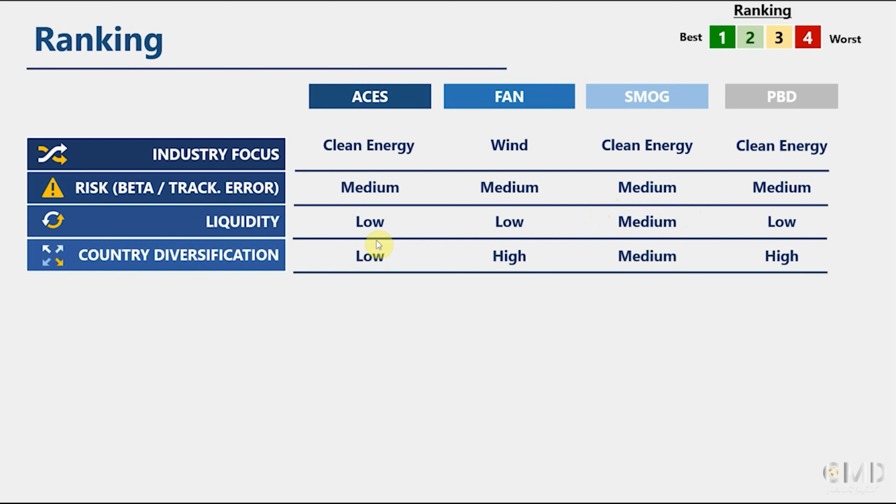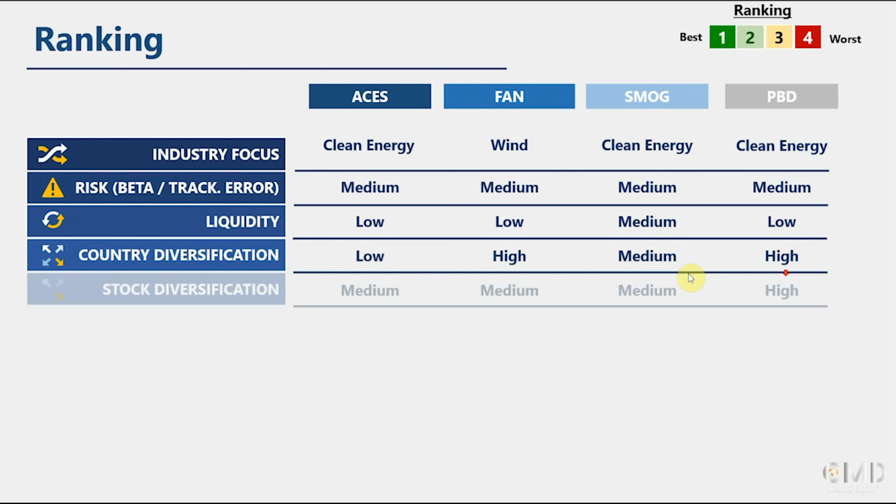We also looked at the country diversification. For ACES it was low, FAN was high, SMOG was medium, and PBD was high. Similar on the stock diversification, we felt in general that the first three were medium, while PBD was high. The highest position was, as we just mentioned, Jinko Solar with 2.80%.